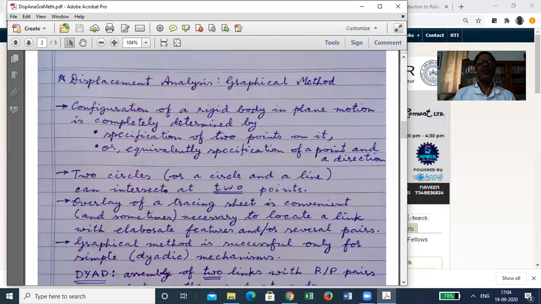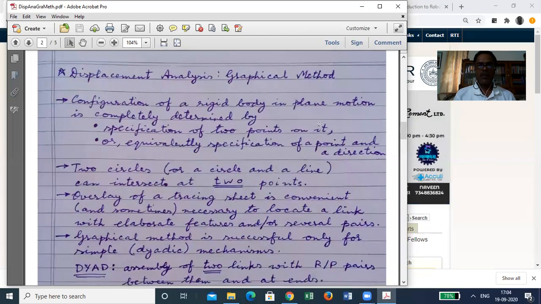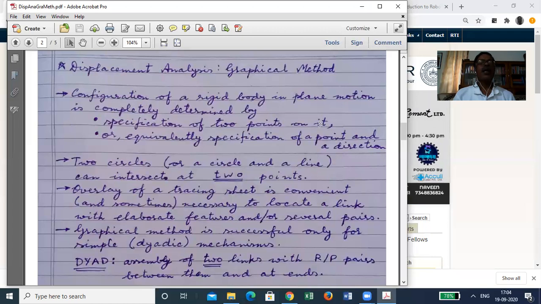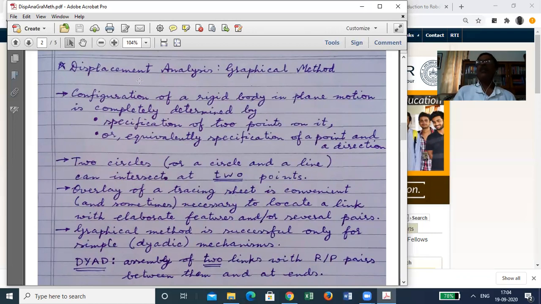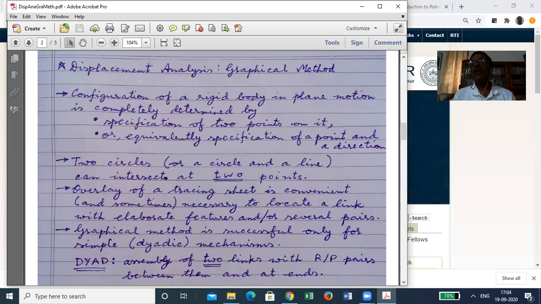So, displacement analysis, graphical method. Graphical method is understood only by doing it and seeing how it is done. Okay. The points to keep in mind are these. First point, I mean, most of these are very obvious.